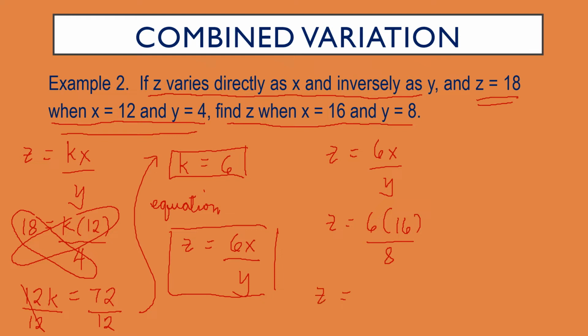Now let us solve for z. 6 times 16, we have 96. 96 over 8, or 96 divided by 8. The quotient of 96 divided by 8 is 12. Therefore, z is equal to 12 when x is 16 and y is equal to 8.